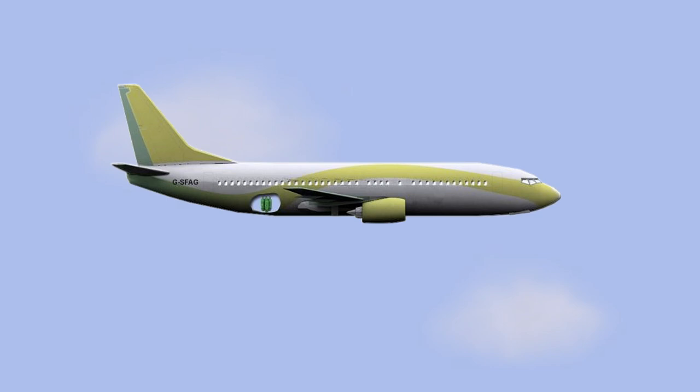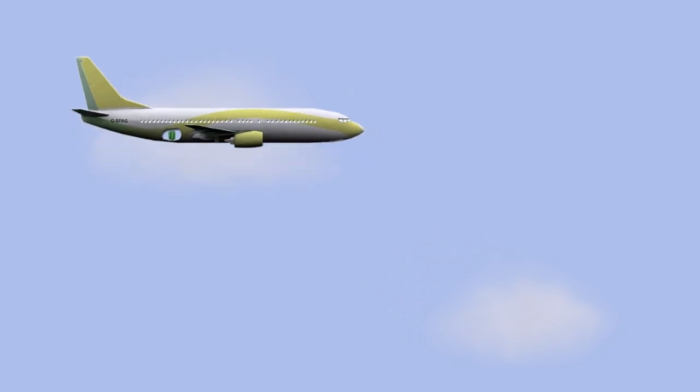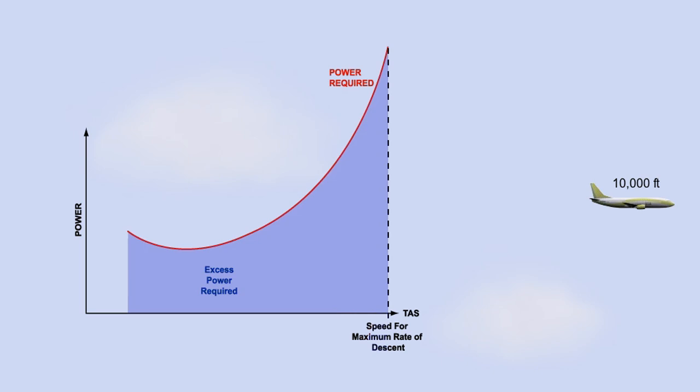Therefore, the aeroplane must descend as rapidly as possible to 10,000 feet, where there is sufficient oxygen, before the oxygen supply runs out. The procedure involves configuring the aeroplane for maximum rate of descent. You may recall from the descent lesson, in the General Performance Principles section, that in order to achieve a maximum rate of descent, excess power required had to be as large as possible. Therefore, drag must be high and speed must be high.